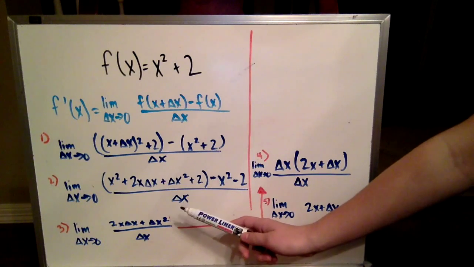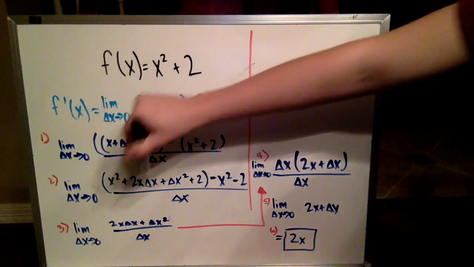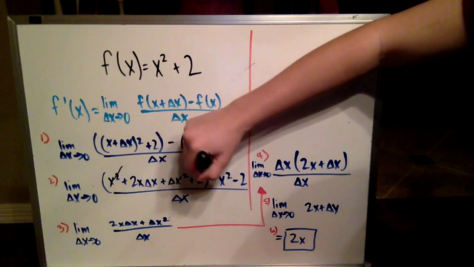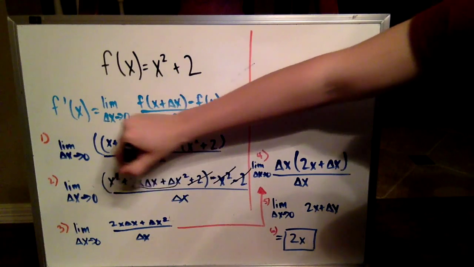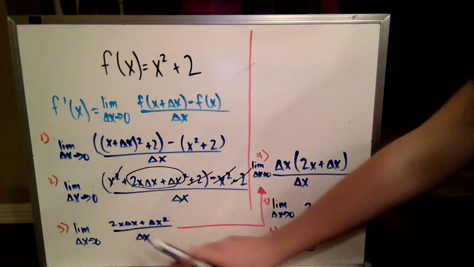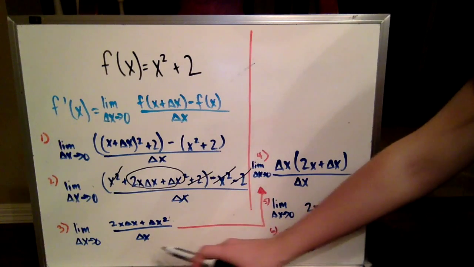In step 3, you simplify and get rid of everything unnecessary. So in this case, x squared is going to be crossed out, and so is the 2. So you're simply left with this. So it's 2x delta x plus delta x squared, all over delta x.